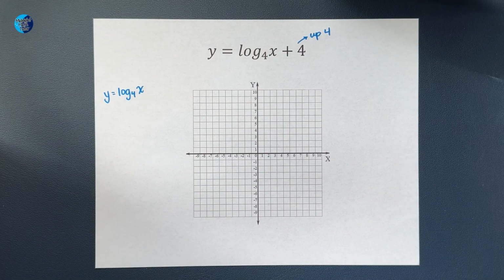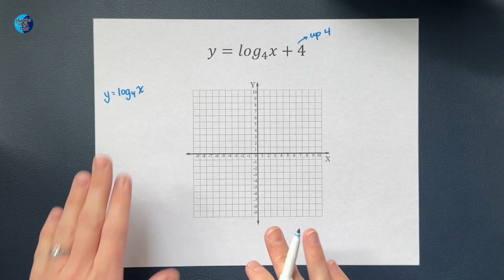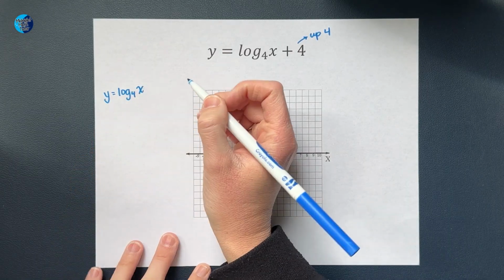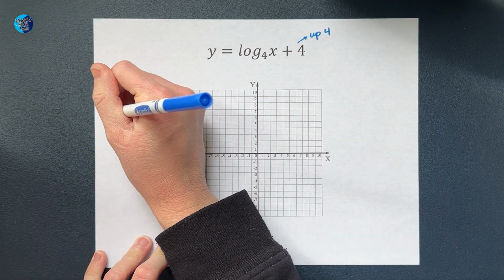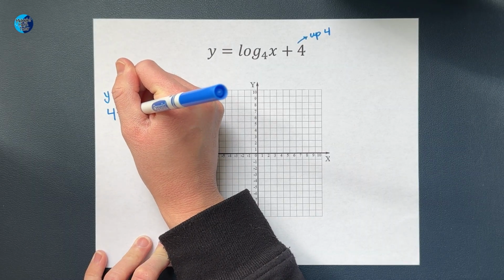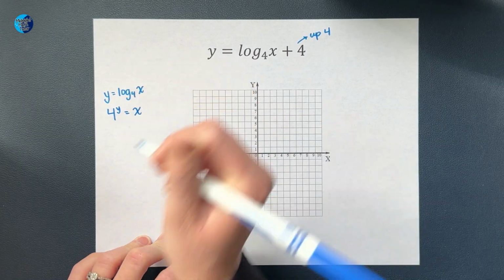Okay, if you're needing a review on how to go from logarithmic to exponential form, I will link it over here. Why am I telling you that? Well, it's a little easier for at least my brain and a lot of people's brains to put a log into exponential form when we graph it. So if I put this into exponential form, it's going to be 4 to the power of y equals x.